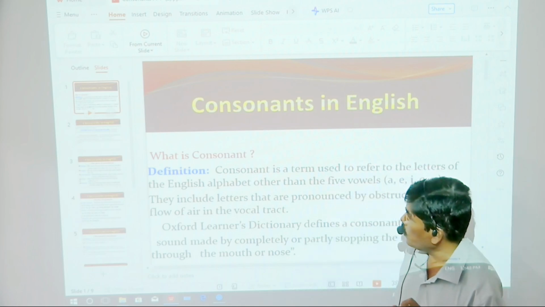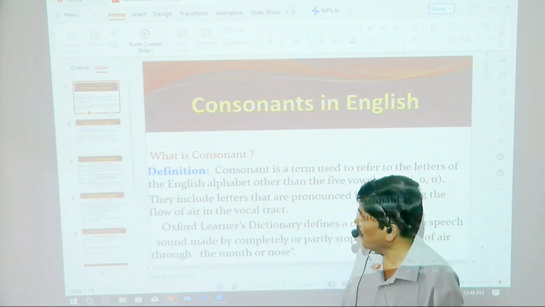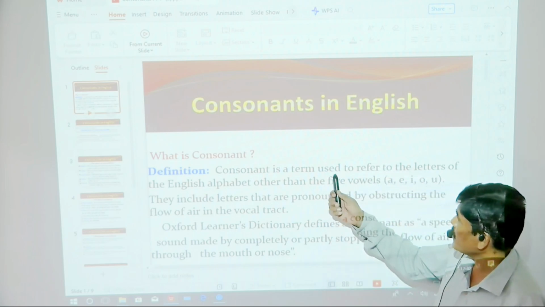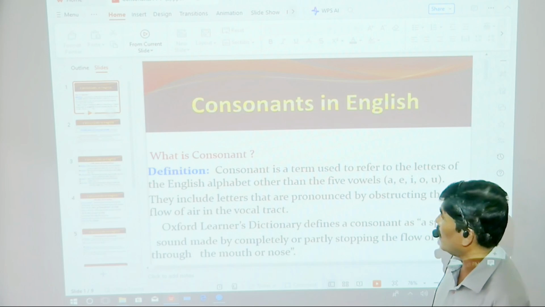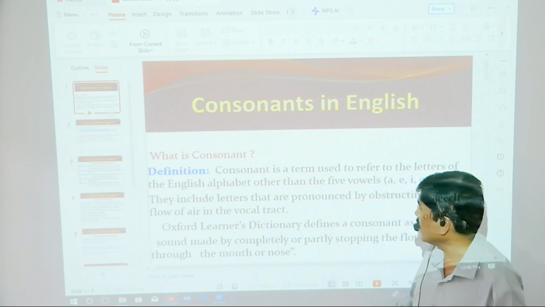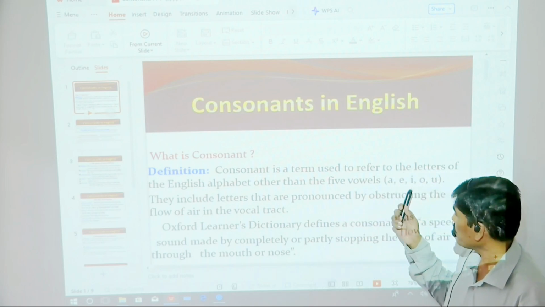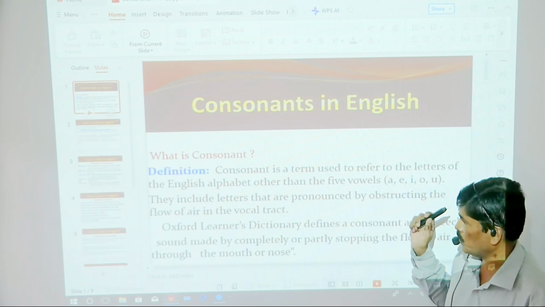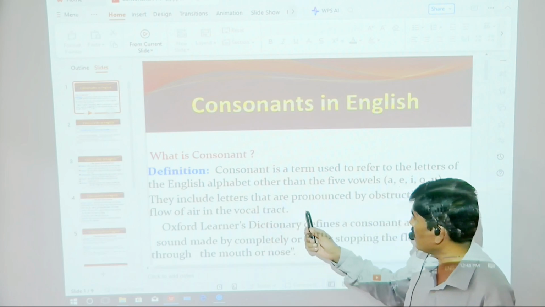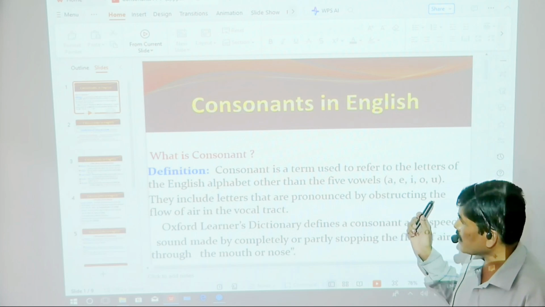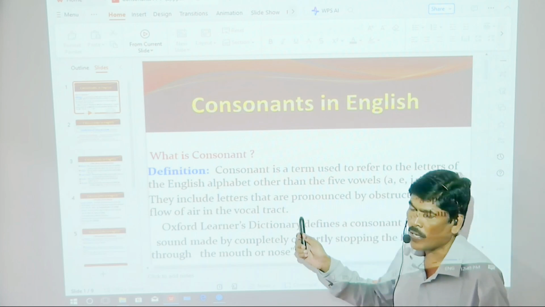First of all, try to know what consonants are. Definition: consonant is a term used to refer to the letters of the English alphabet other than the 5 vowels, which are A, E, I, O, U. They include letters that are pronounced by obstructing the flow of air in the vocal tract.